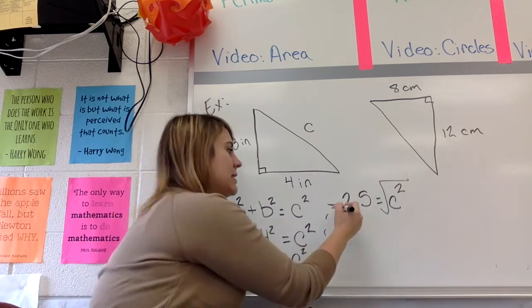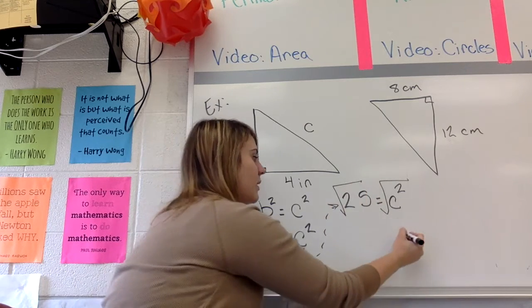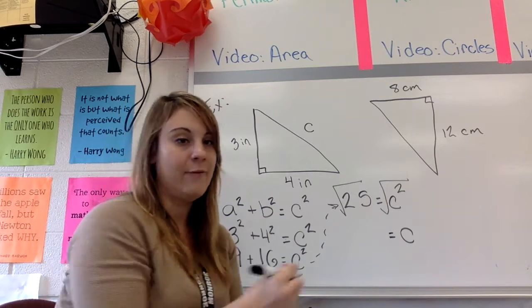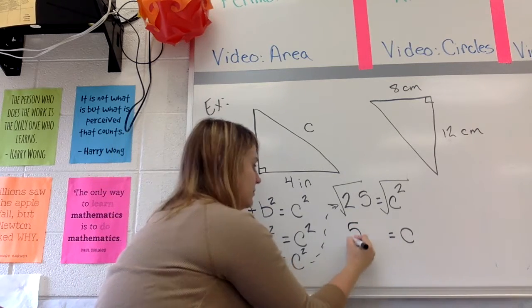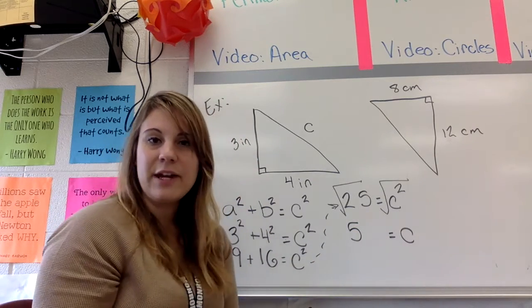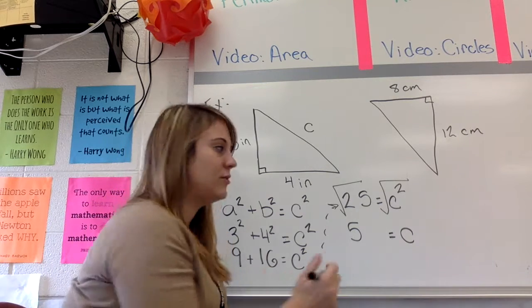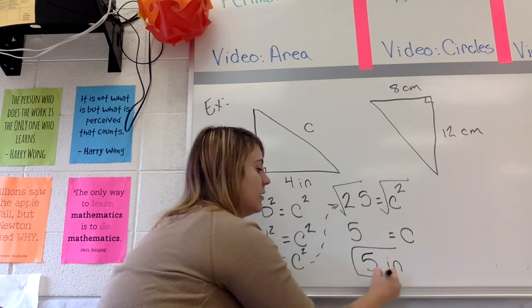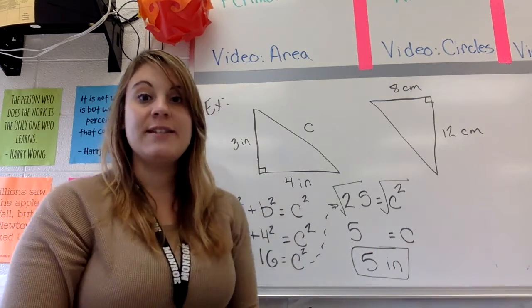So to do that, to undo c squared, we square root it. All right, and what we do to one side, we have to do to the other. So c is actually going to equal the square root of 25, which is 5. And then when you write your final answer, make sure you include your units. That triangle was measured in inches, so our final answer is 5 inches.